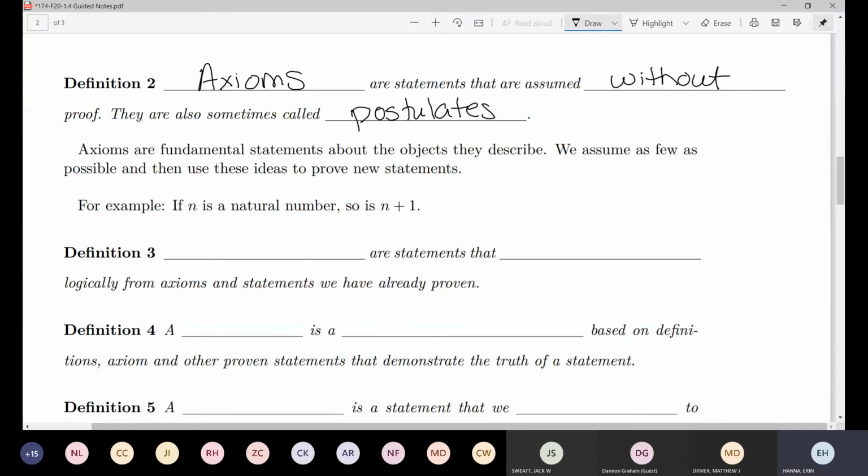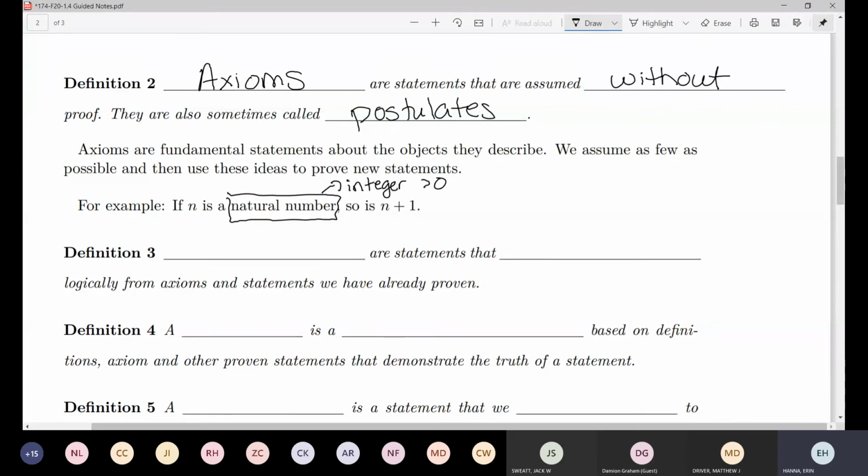But some examples of axioms would be, if n is a natural number, then so is n plus 1. Also, maybe people might not know what a natural number is. A natural number is essentially any integer greater than 0. So 1, 2, 3, 4, 5, 6, 7, 8, and so on. So it's assumed to be true that if you have a natural number, the next one up is also a natural number. That's something we take for granted. We don't really prove it.